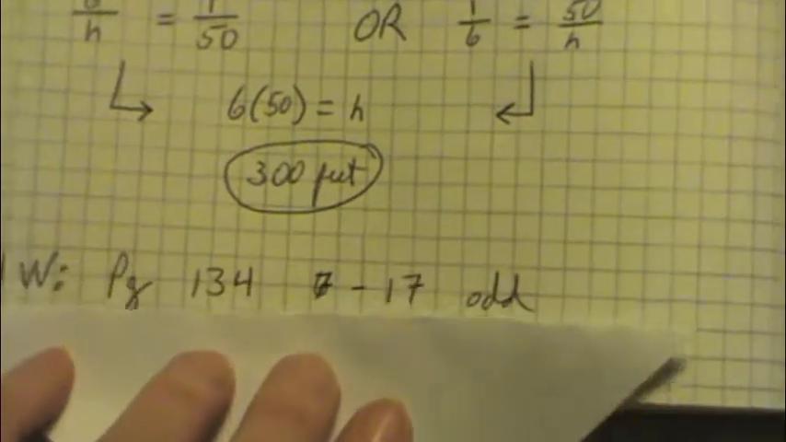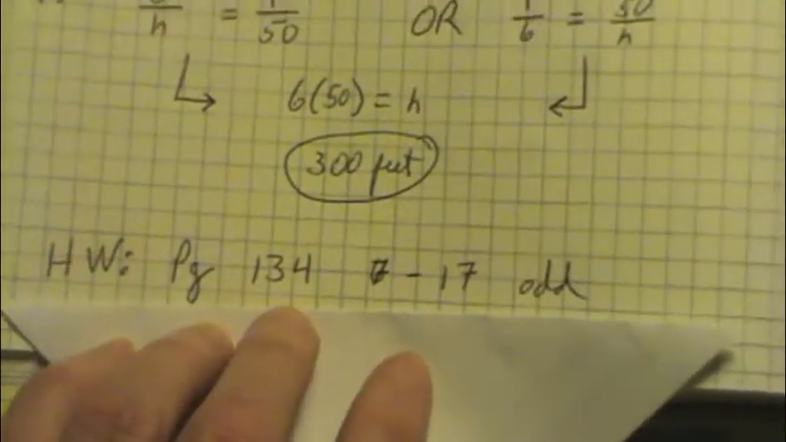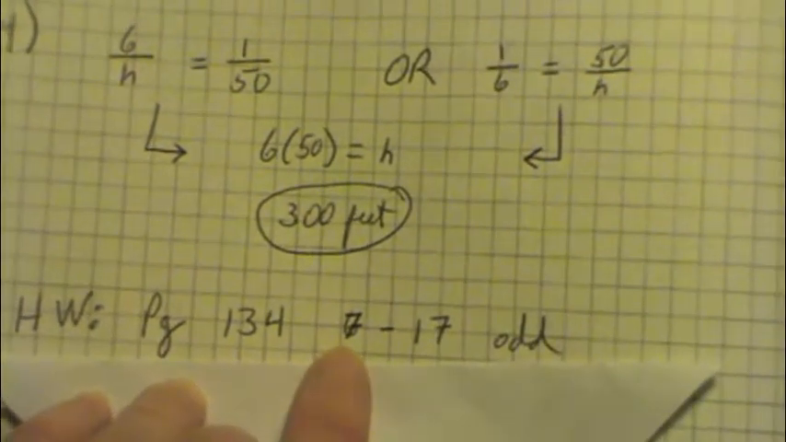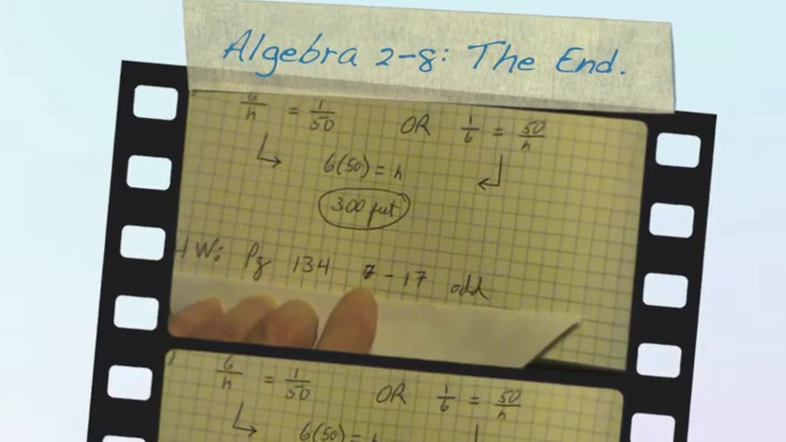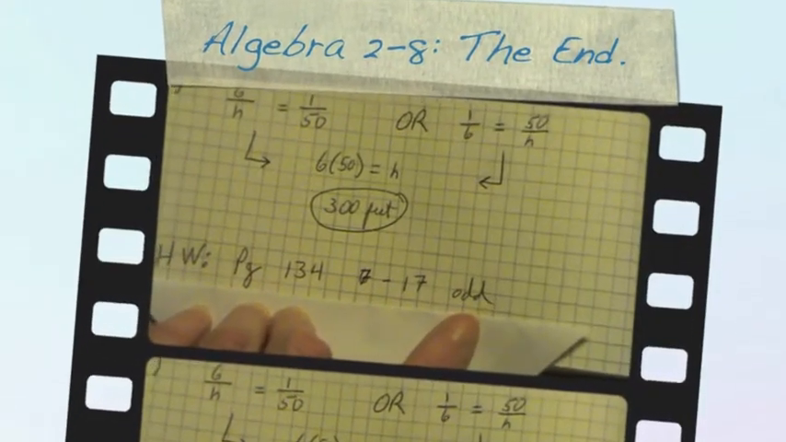The rest of your homework for today is page 134. That's a 7. I always start with the first number and then remember that I need to give you the odds. So page 134, 7 through 17, odd. It's not too big an assignment. Good luck.